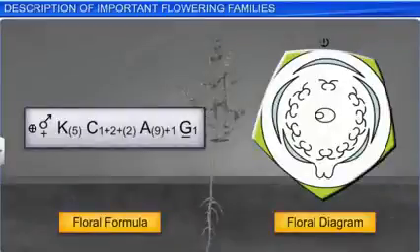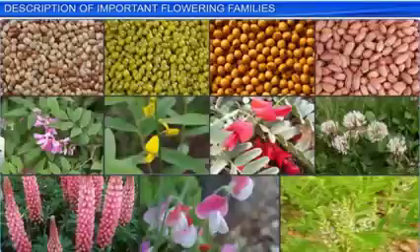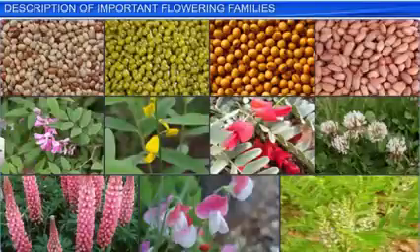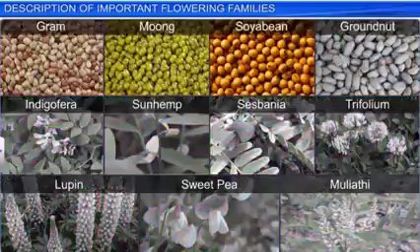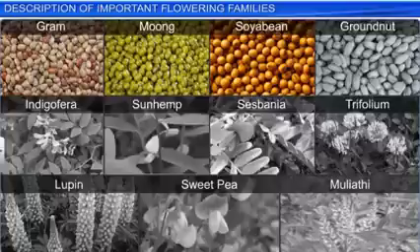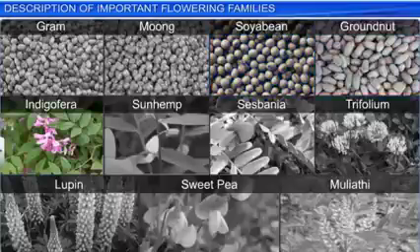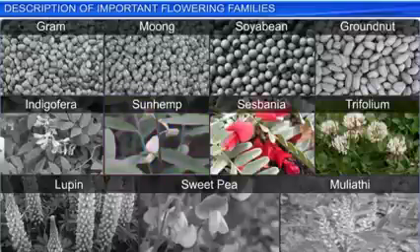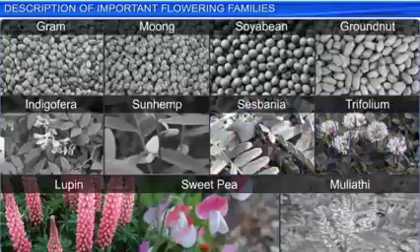The economic importance of plants belonging to the Fabaceae family is also great. Gram, moong, and soya bean are pulses. Soya bean and groundnut produce edible oil. Indigofera is a dye. Sun hemp is a fiber. Sesbania and trifolium are used as fodder. Lupin and sweet pea are ornamental plants. And mulaithi is used as a medicine.